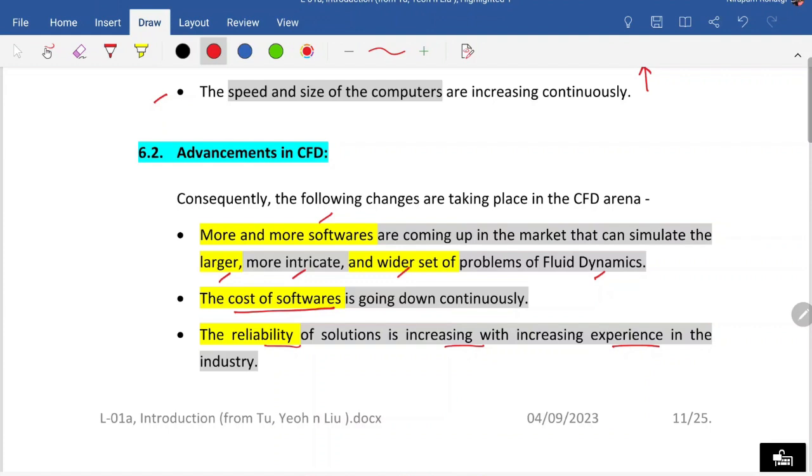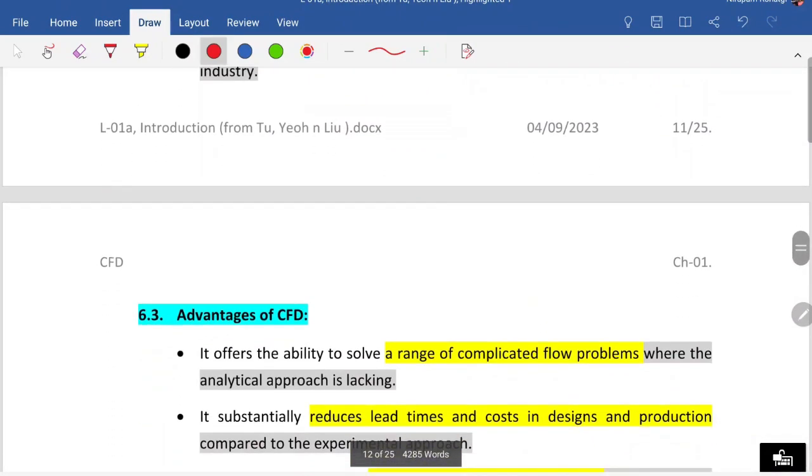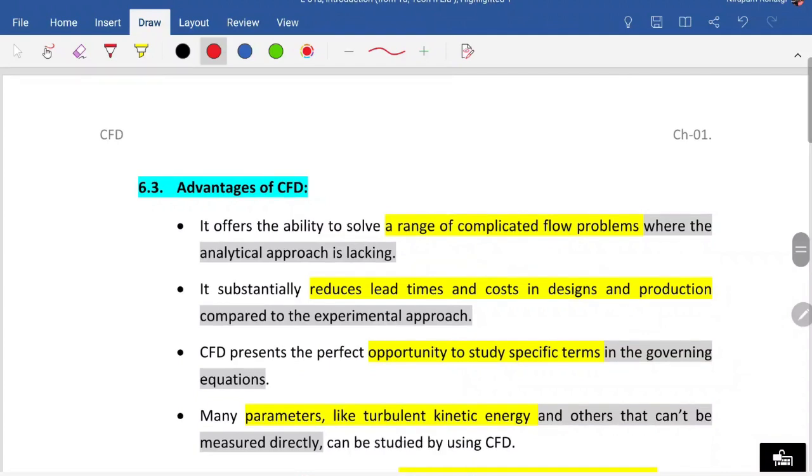So as people are working out the problems, slowly they are realizing the problems, both in the solution techniques and in their understanding of CFD. As a result, they are improving upon the solution. So that is why CFD is coming. So what are the advantages of CFD?